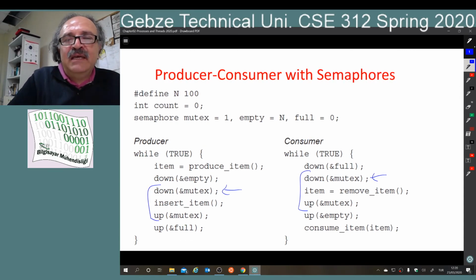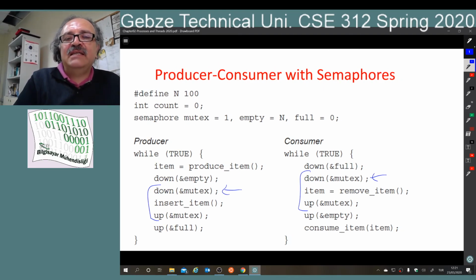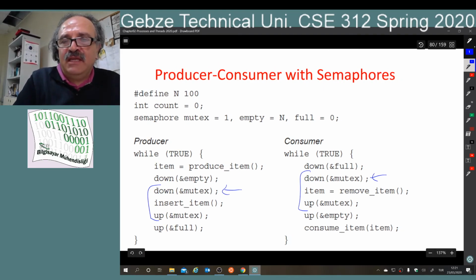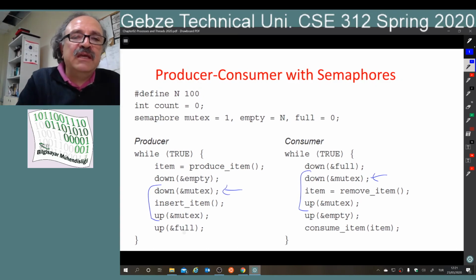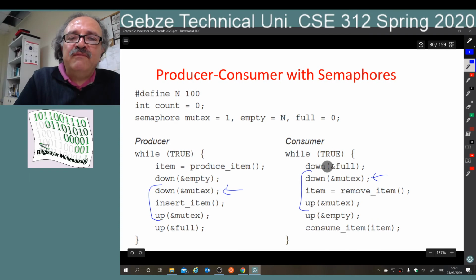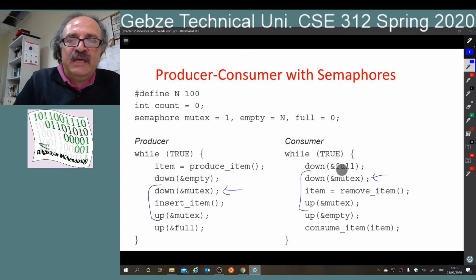I up my full. Full says that at the beginning, the number of filled buffers is just 0. So I incremented full. Why am I doing this? Because this guy is down, it's decrementing full. It says that I will decrement full, which is 0 at the beginning. So at the beginning, consumer will be blocked. It will go to sleep. Okay. It will sleep until somebody produces something and increments this one. This one will not enter into this region before somebody makes this full at least 1.